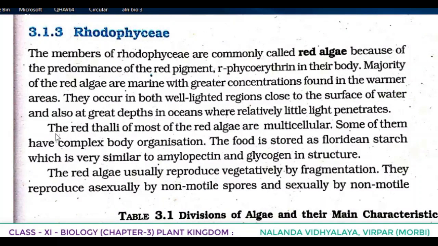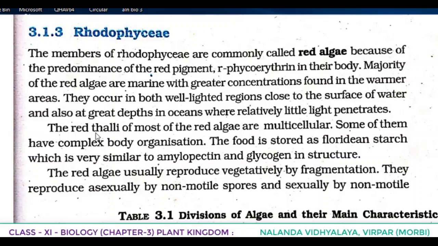In those areas also, what are found? Rhodophyceae are found. So, in both the conditions they are found. Near the surface where the light is penetrating, and where the light cannot penetrate, in the depth areas also, Rhodophyceae are present.